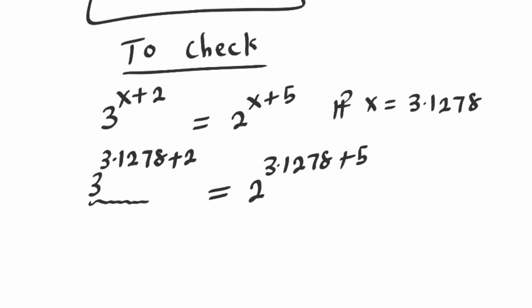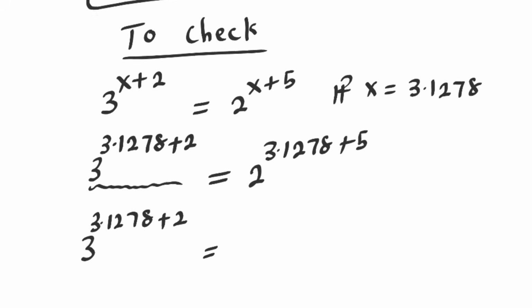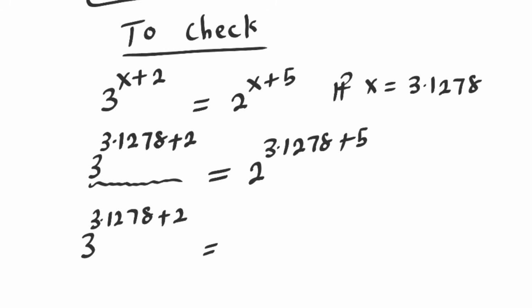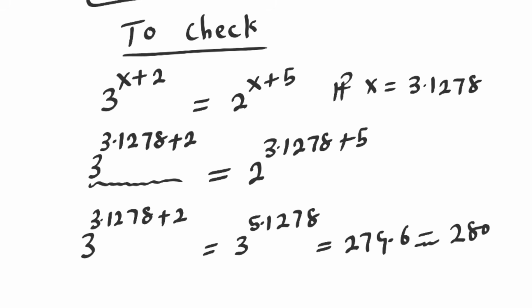Now, let us consider this. 3 raised to power 3.1278 plus 2. This is equal to 3 raised to power 5.1278. This is equal to 279.6, and this is approximately equal to 280.